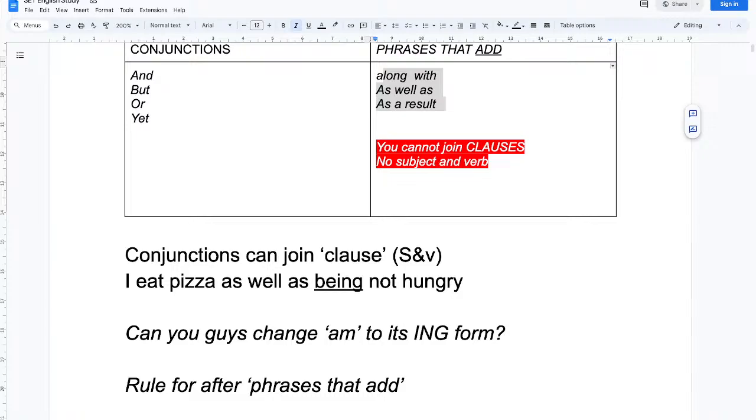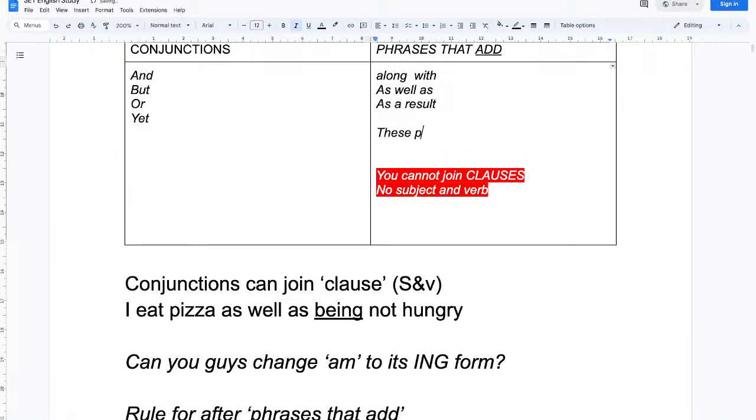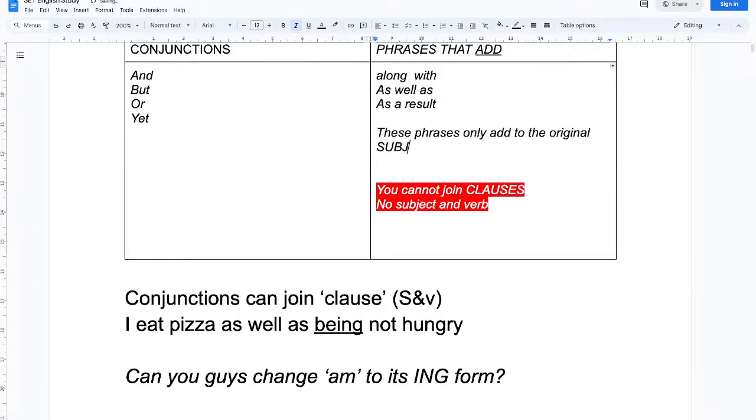Now the difference is, there's an important difference here that I want to explain to you guys. Okay? So let me just explain why. Why is this? Why can we not do what we want? Okay? And the reason is very simple. These phrases only add to the original subject. They cannot introduce a new one.